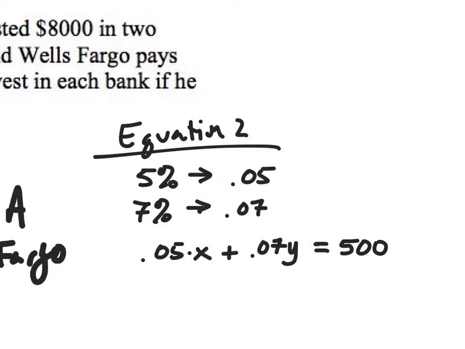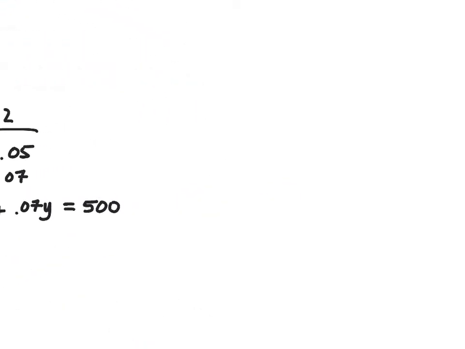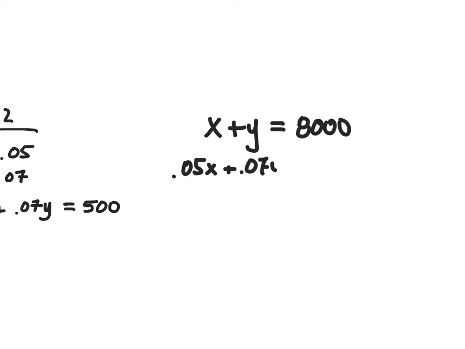The system I want to write is this. If I take X plus Y and add that up, I get $8,000. If I take 0.05X plus 0.07Y and add those together, I'm going to get 500. And now it's up to us to solve this.